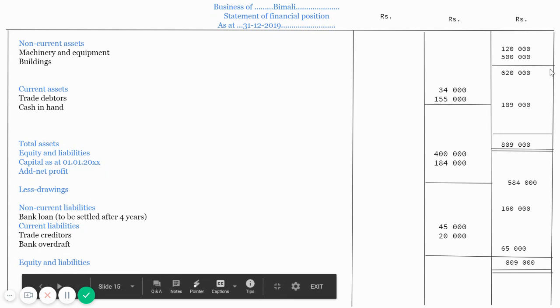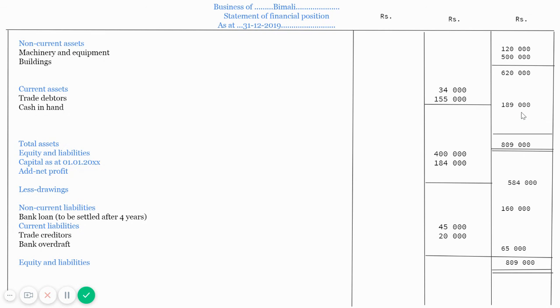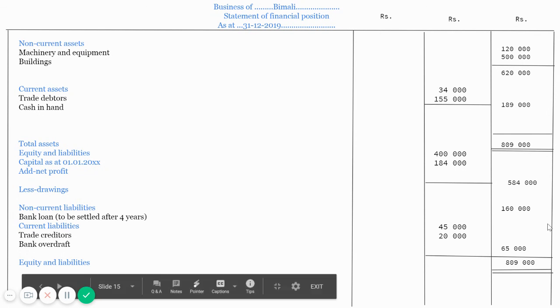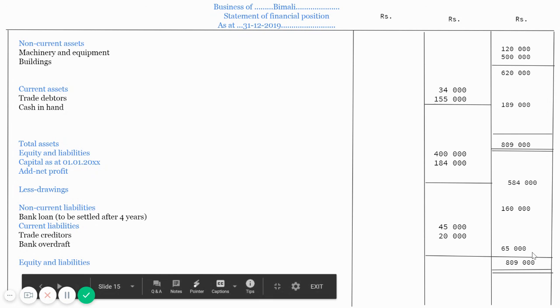Same here. Then for the figures here, you'll be given marks. Then total of current assets. Then for the adjustment that you are doing here, you will be given marks. Under non-current liabilities, if you have put the proper figure, you will be given marks, and the total of current liabilities. So like that, you will be given marks.